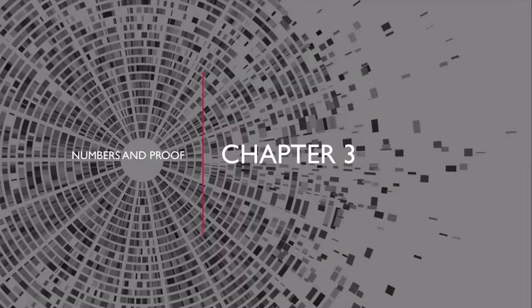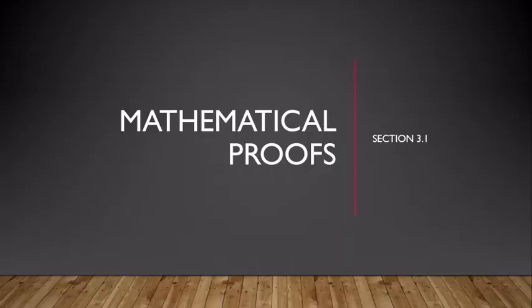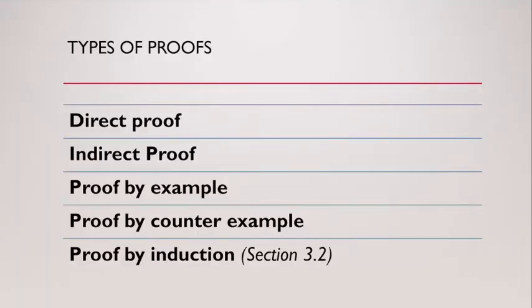Chapter 3 is all about numbers and proof. The first section that we're going to talk about is section 3.1, which is all about different types of mathematical proofs. There are 4 different types of proofs we're going to go over, 4 in this section, 1 in the next. The first one is direct proof, then we have indirect proof, proof by example, and proof by counterexample. And I'm going to go over what each of those mean in depth as we go through this section.